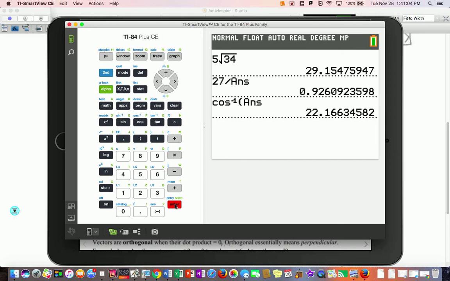Now, one of the things I like my students to do is to go ahead and draw a picture of this. So vector u is 1, 2, 3, 4, 1, 2, 3.